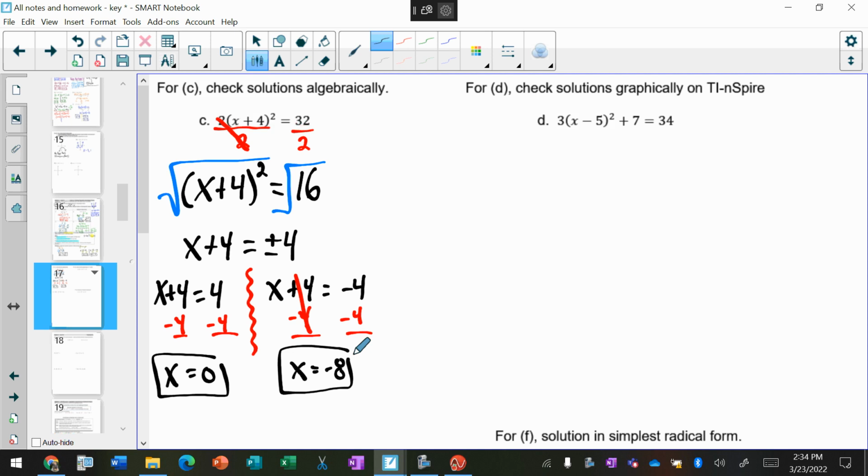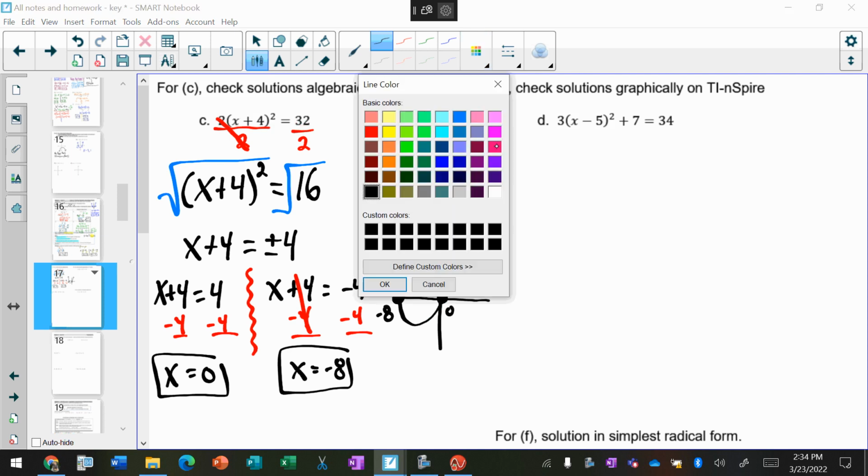If I gave you this problem a couple days ago, you would go to the calculator, type in your graph, and you would see something like this. One of the roots is at 0, the other one's at -8, and you could still come up with the same two results. Now that works out nice if they're whole numbers. If they weren't whole numbers, if they were irrational numbers, we wouldn't be able to get them from the graph. All right, so let's keep going.